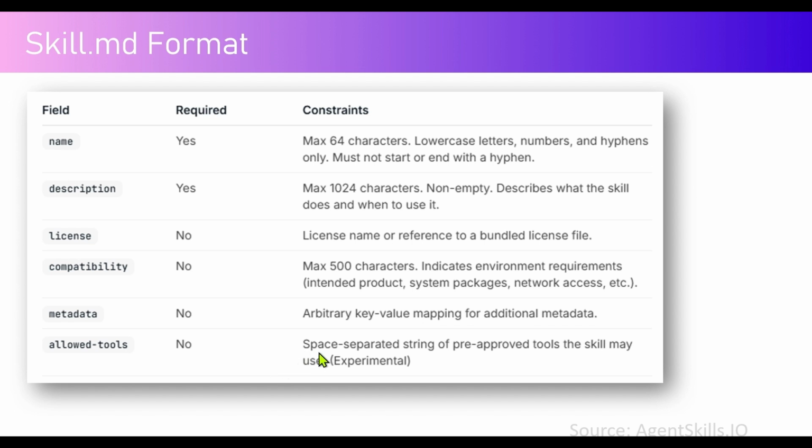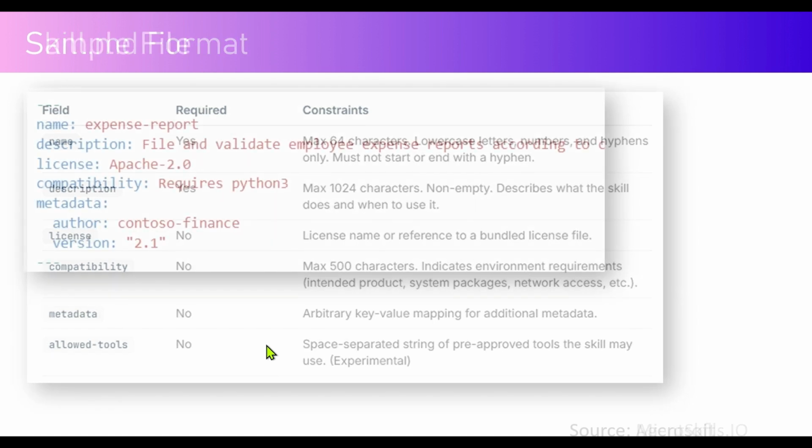Allowed tools, so this is the most important thing basically. So allowed tools is a space separated string of pre-approved tools the skill may use. So again, this is in an experimental mode, but this will be used predominantly at most places where you want to have the pre-approved tools to be loaded.